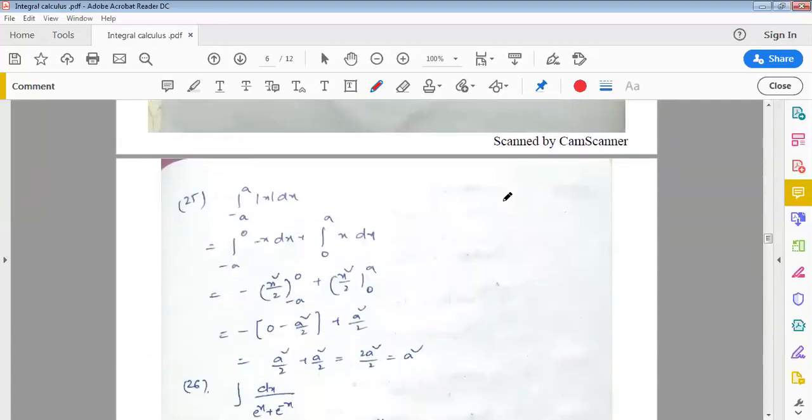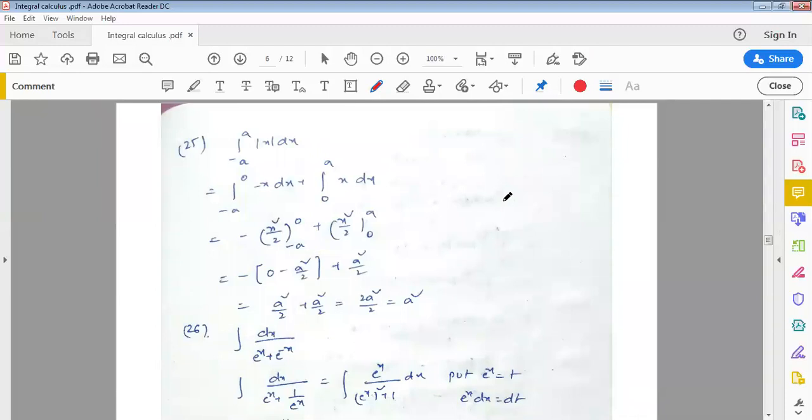Next problem. Integral from minus a to a of mod x dx. This can be written as minus a to 0 and 0 to a. Since this region is the negative region, mod x is nothing but minus x when x is less than 0. And this is the positive region, so mod x is equal to x when x is greater than 0. So we have split the given integration into 2 parts, and then we have to integrate. After integrating and simplifying, we get a square.